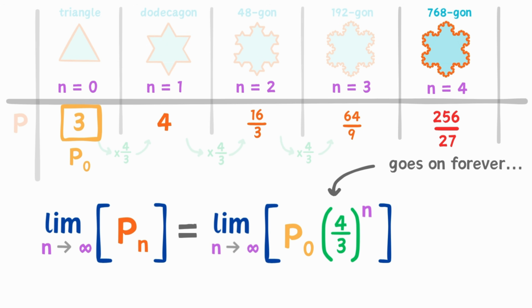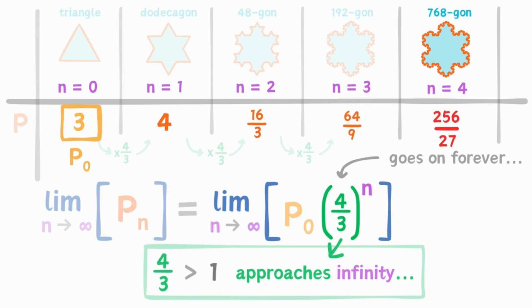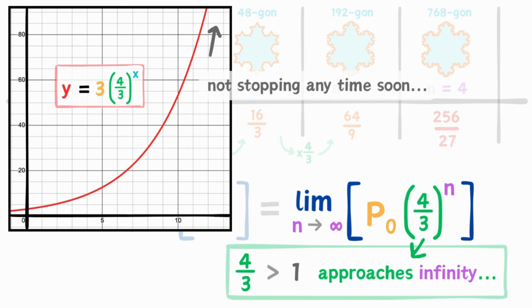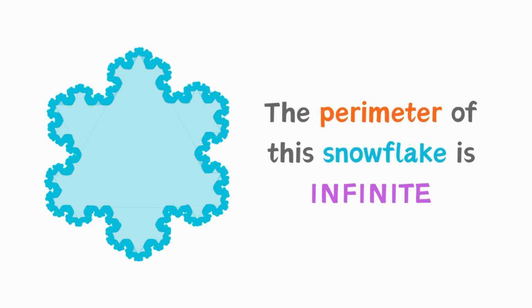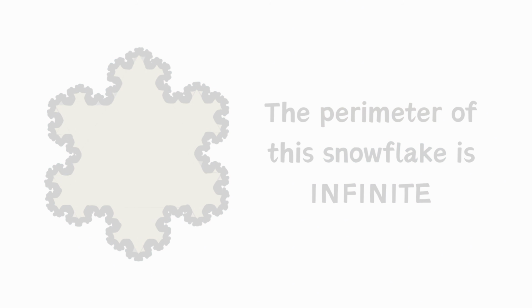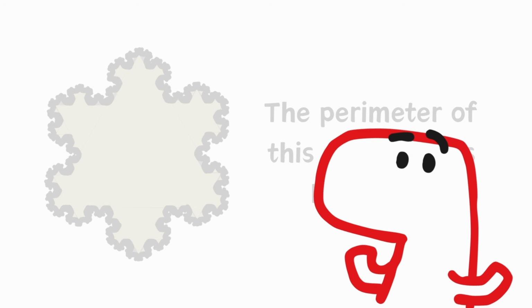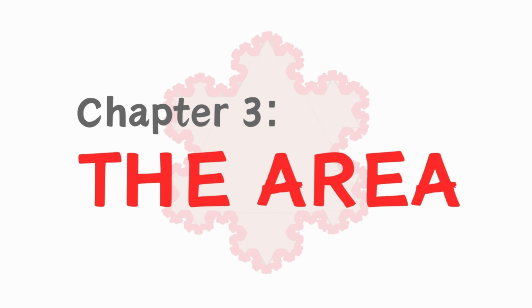So to find the perimeter, we can observe what happens to the formula as the number of iterations approaches infinity. Since 4/3 is greater than 1, we find that the perimeter is infinite. Now, pause. You may be thinking, duh, obviously the perimeter is infinite because we are adding infinitely many triangles to each side. But that's what makes this next part so bizarre.